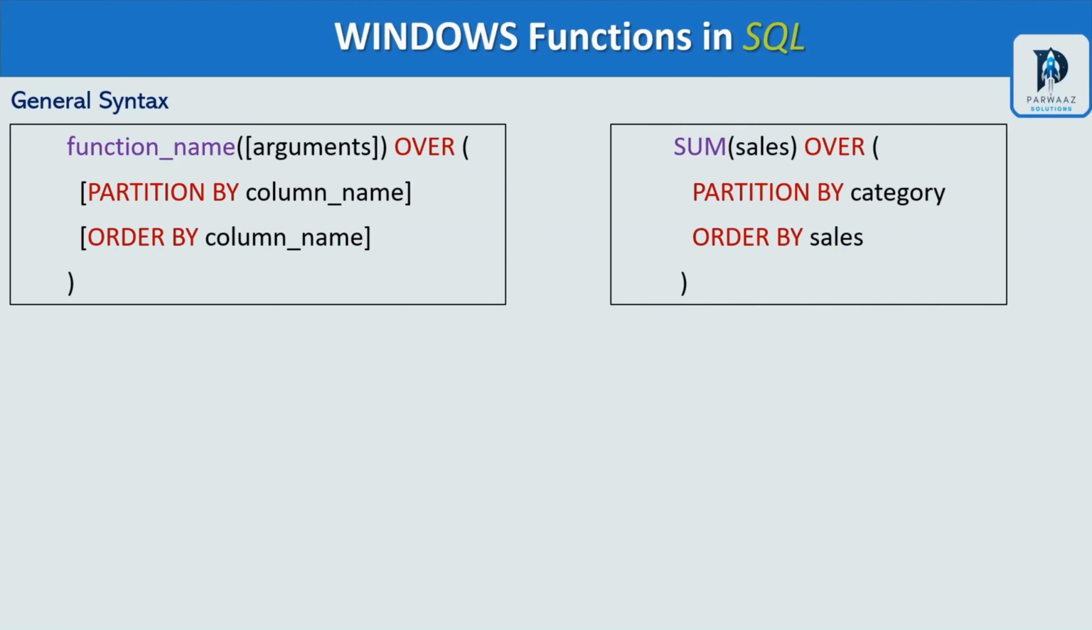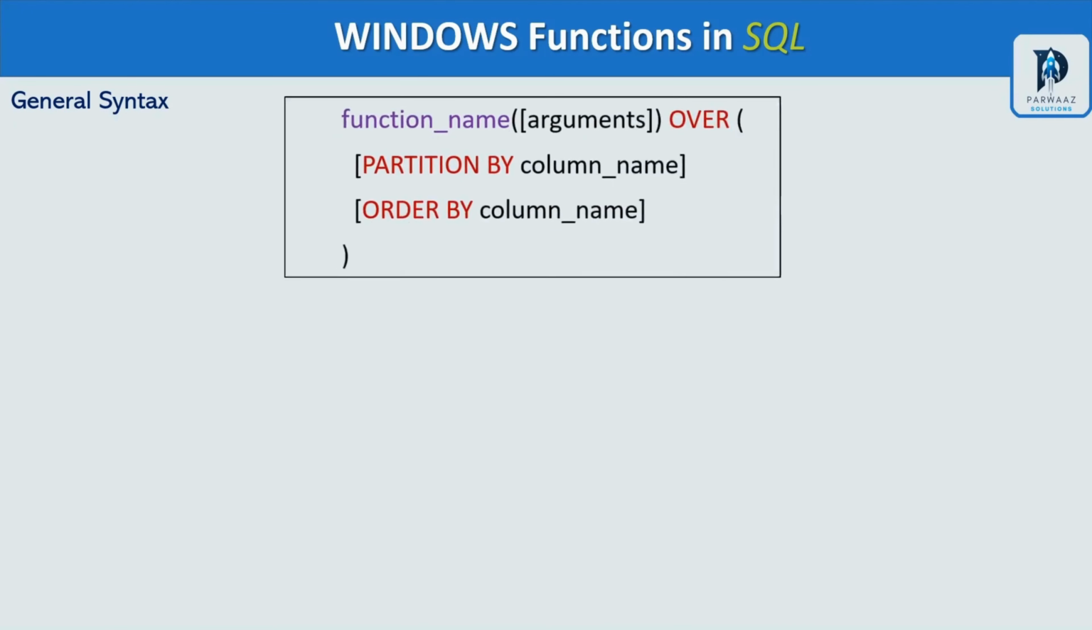So here is an example. First of all, you have to mention the function name, that is SUM, then the field name, then the keyword OVER, PARTITION BY category, and ORDER BY sales. These 2 are optional. I understand it is really difficult to visualize what kind of output we will get out of this statement because we are at a very initial stage. But don't worry, we are going to cover everything in coming videos.